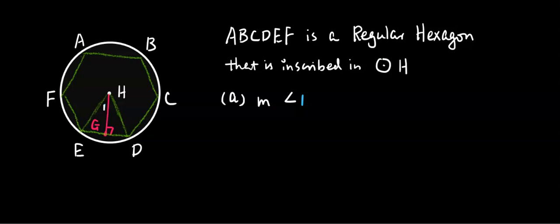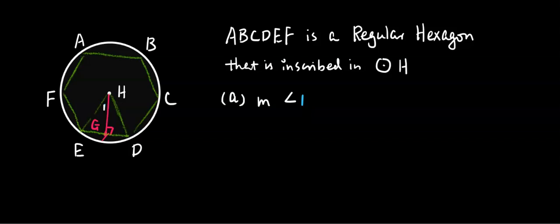ABCDEF is a regular hexagon. If it's a regular hexagon, let us review. That means all these tick marks tell us all the sides have the same length, and also these angles have the same angle measure. Alright, we reviewed what a regular hexagon is, and I also erased all these extra tick marks so that you can see a much cleaner diagram here.